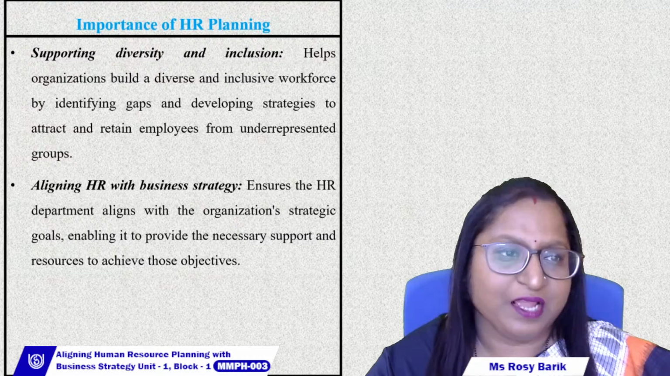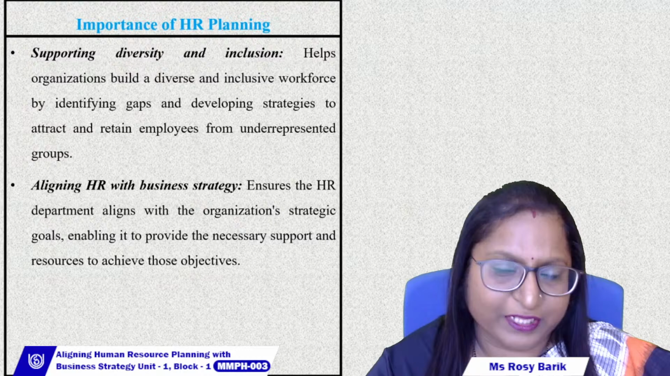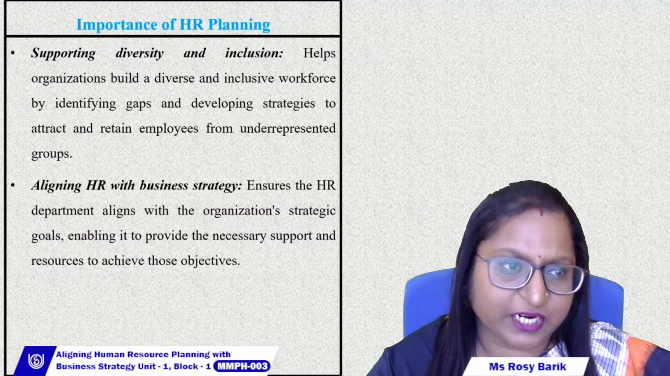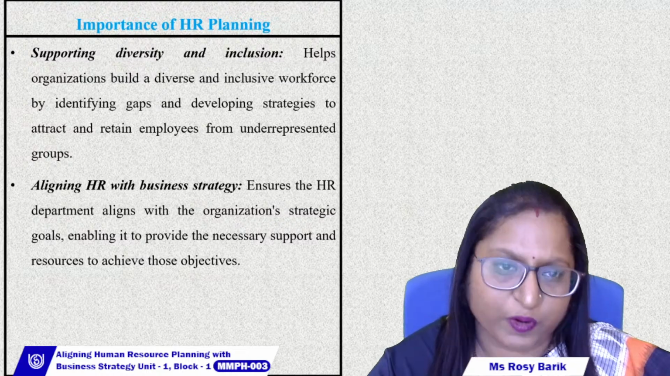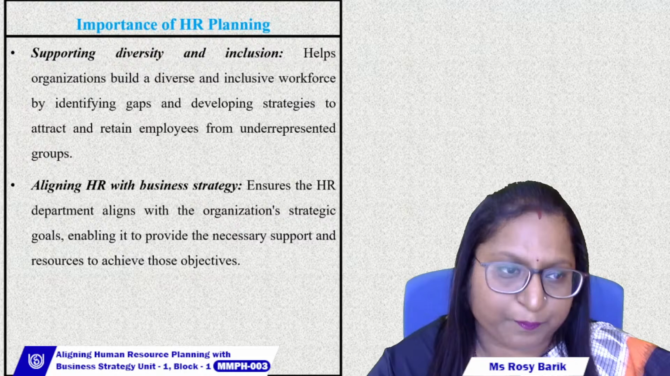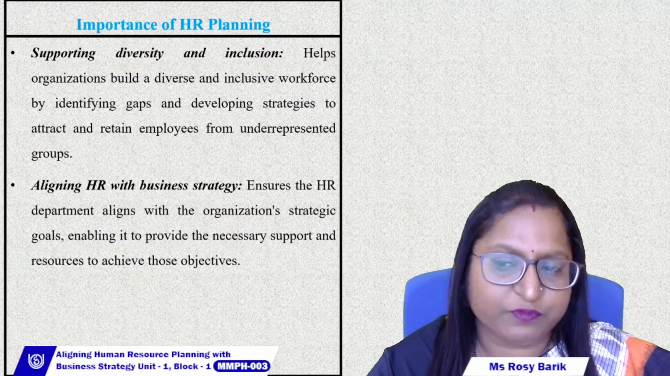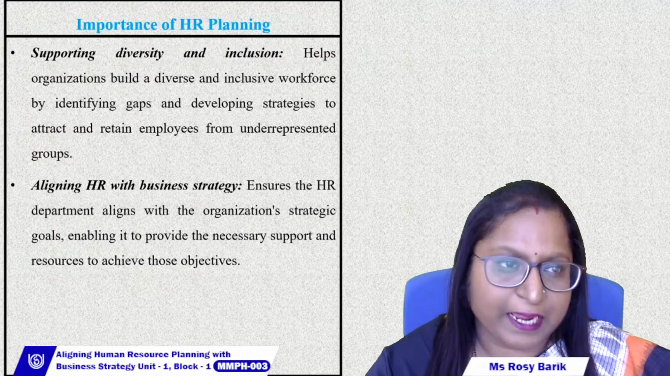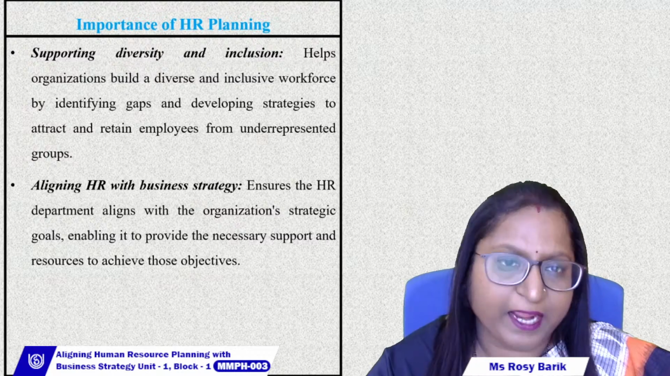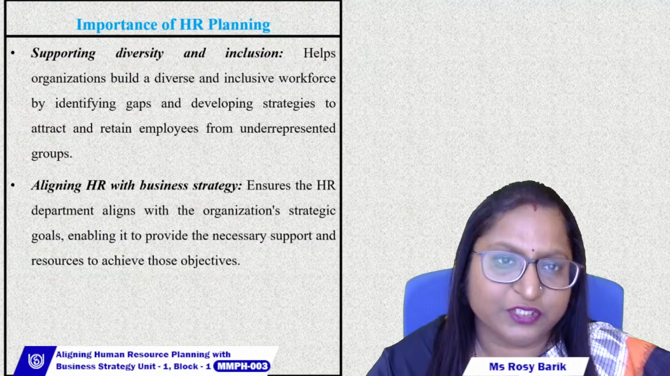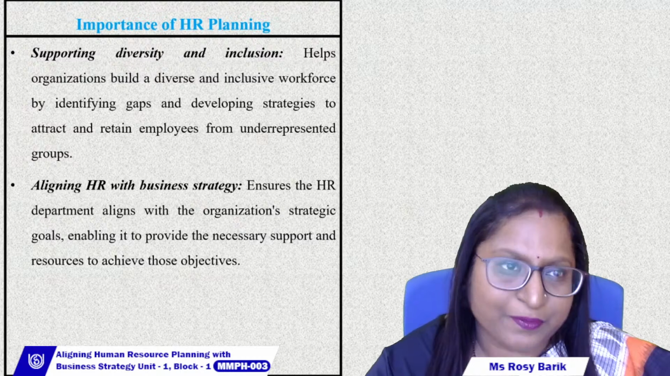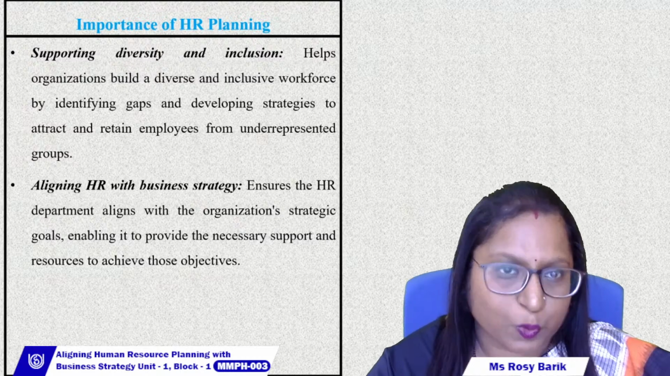groups. Now coming to aligning HR with business strategy, which is the most important factor. So it ensures that the HR department aligns with the organization's strategic goals, enabling it to provide the necessary support and resources to achieve those objectives. So aligning HR with the business strategy is very crucial for every organization to start, to run, to formulate the different policies and to run the business by achieving the organizational goals and objectives.